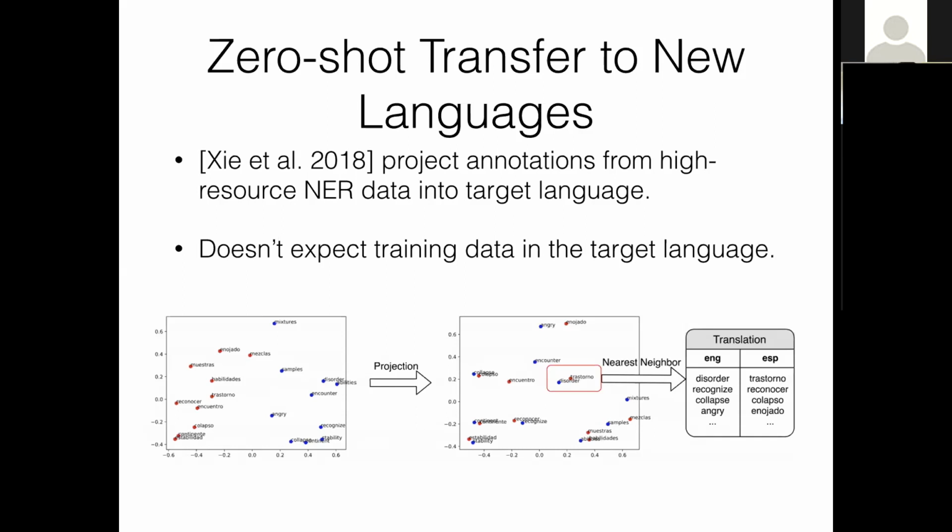So in this way, you can induce annotations on a new language, and you can simply train your NER model on the target language using these induced annotations. And their empirical results show that it's really effective, especially for languages which are very closely related, like English and Spanish, because their word order is the same, and they also share a lot of vocabulary.